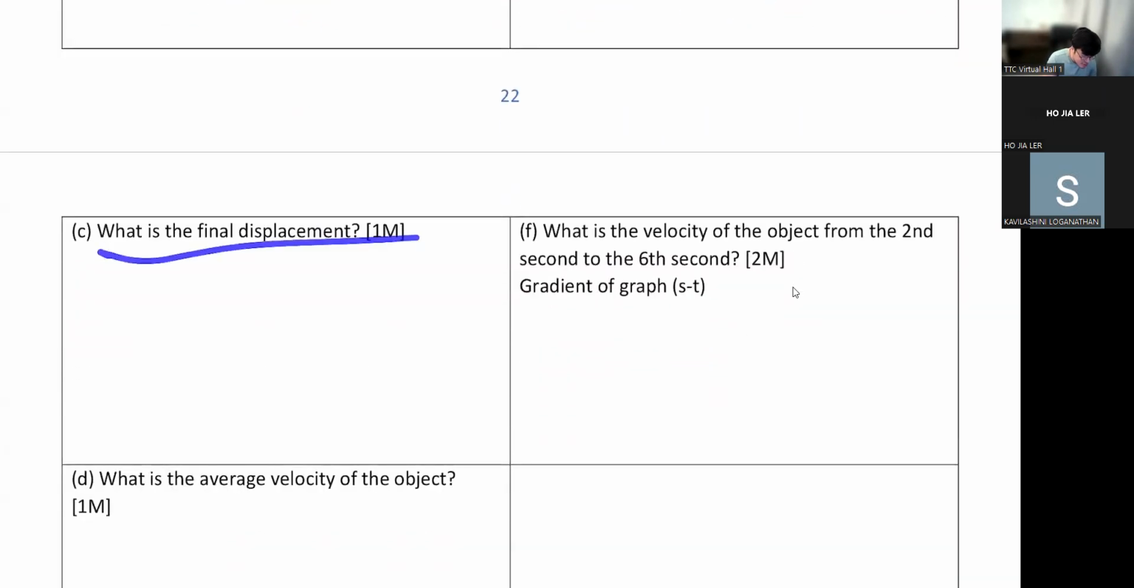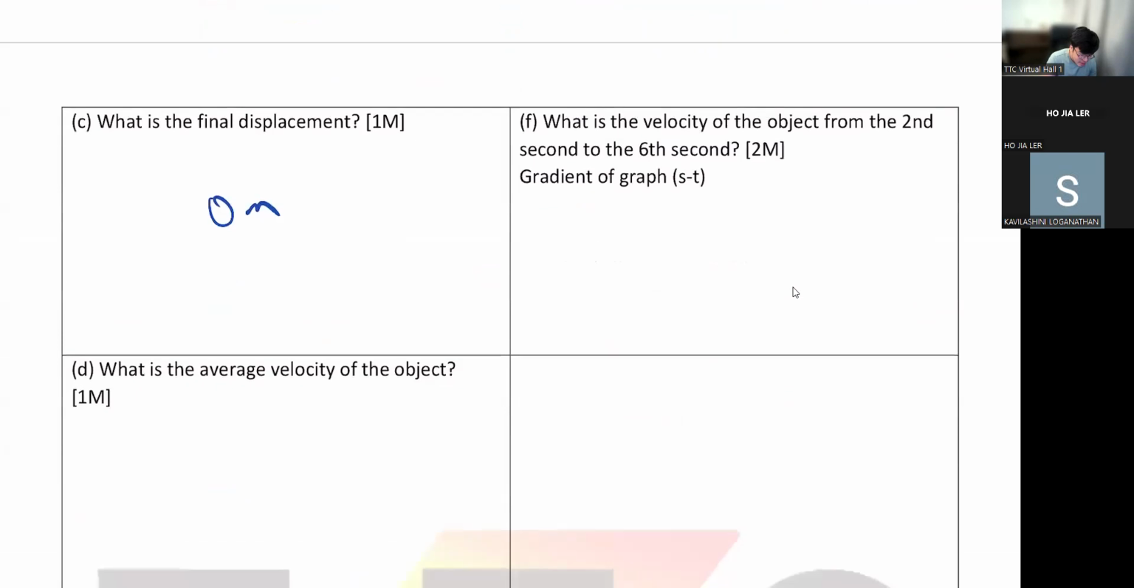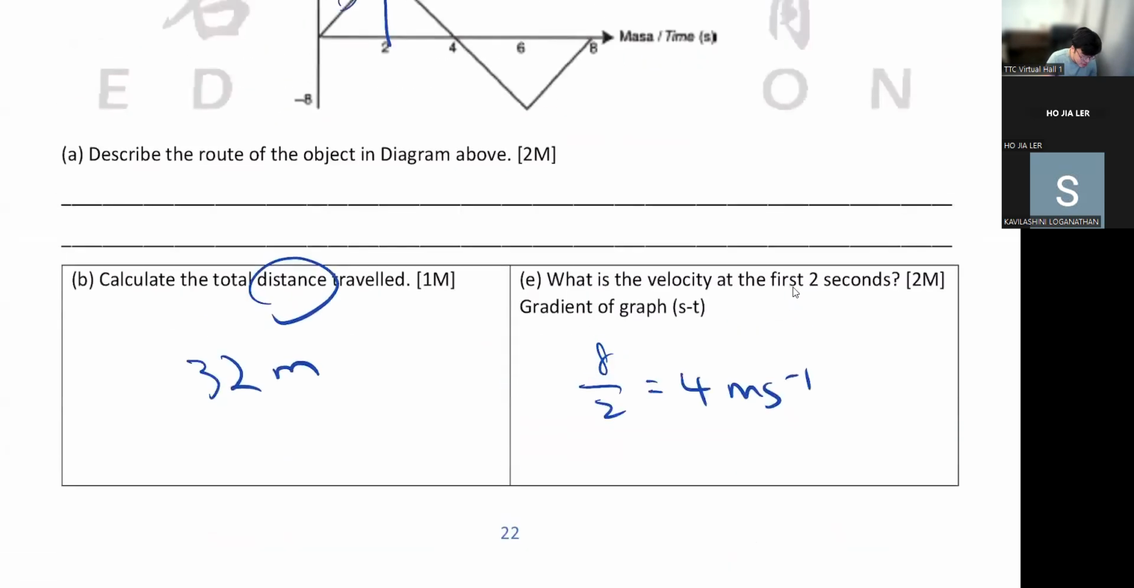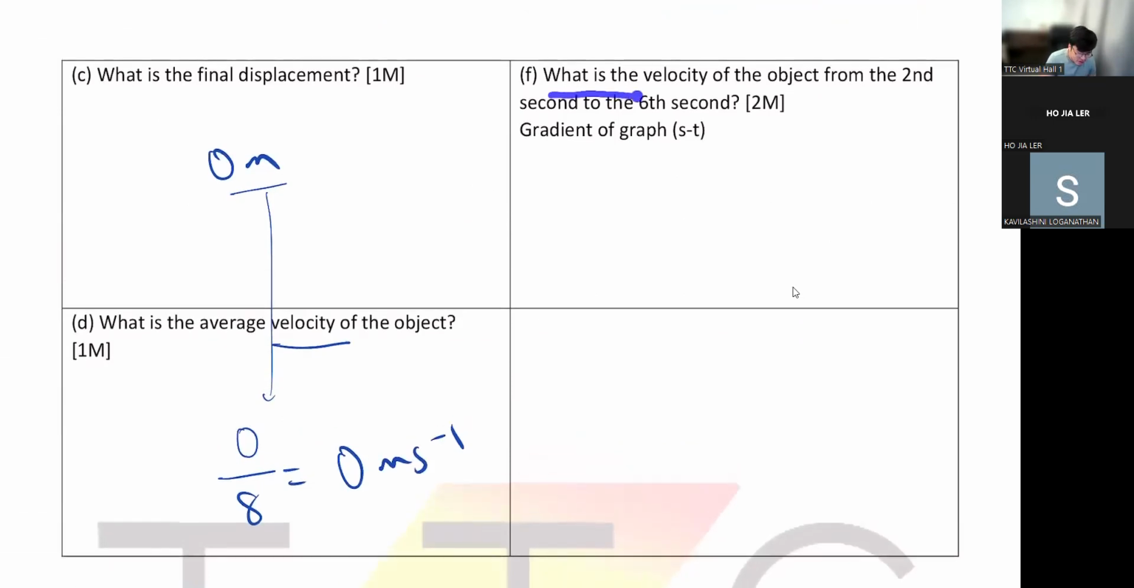So what is the final displacement? Like I said, it is 0 because they start at the same point and they end at the same point. Right? So C, D, what is the average velocity? Again, average velocity, just take your total displacement divided by time. What's the total time? The total time is 8. Whatever, 0 divided by 8 is 0. So 0 average velocity.